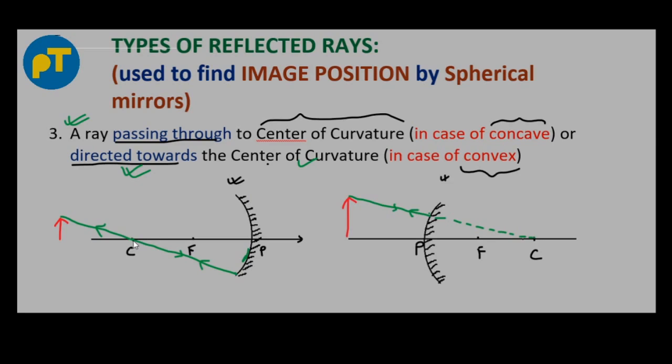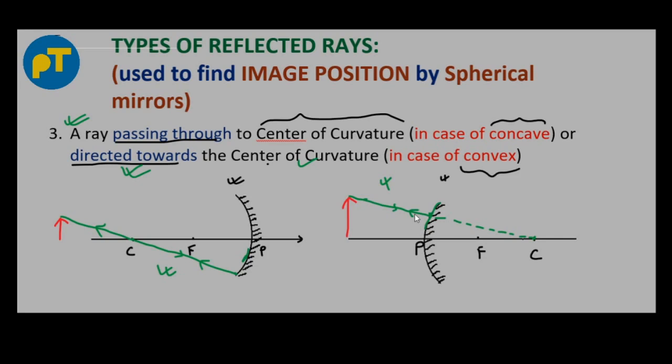just as the line joining the center of curvature and the point of incidence is normal over here. The same is the case here, right? The line joining the point of incidence and the center of curvature itself would be the normal, alright, of the reflecting surface at this point of incidence. So it goes back along the same path. Okay, this is the third type of rays.